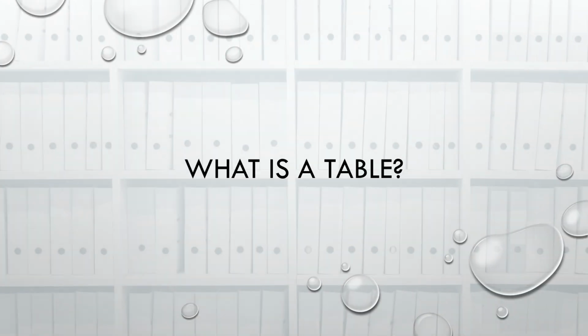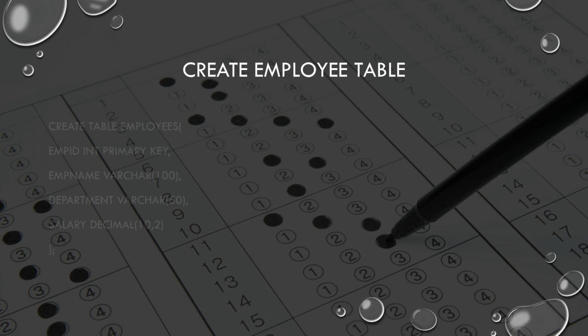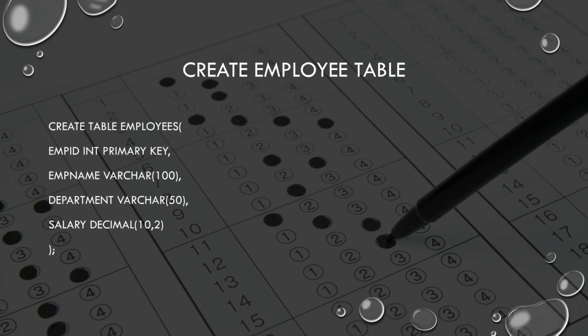What is a table? Tables are fundamental structures in a database that store data in rows and columns. SQL uses various data types, such as int, bigint, varchar, nvarchar, date, datetime, decimal, and bit. Here is an example of how to create an employees table, defining columns like EmpID, EmpName, Department, and Salary with their respective data types.